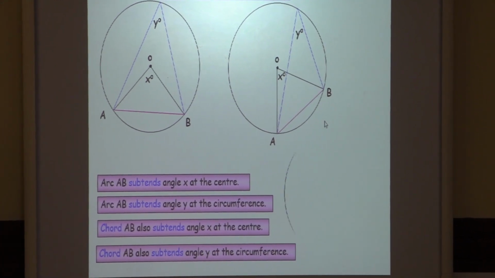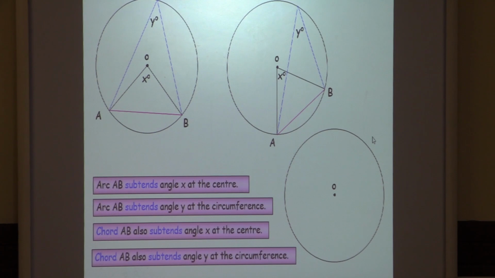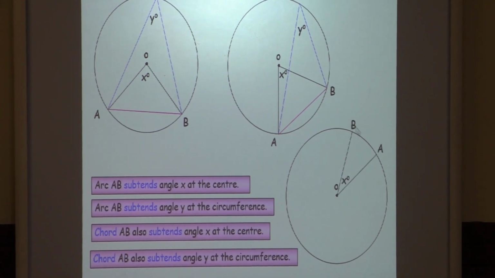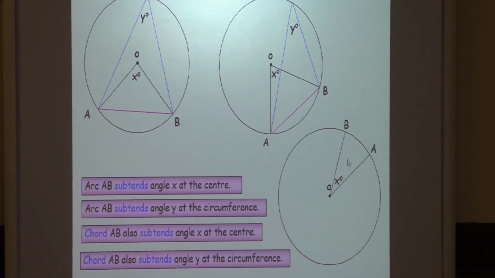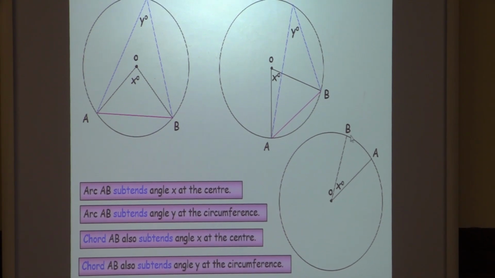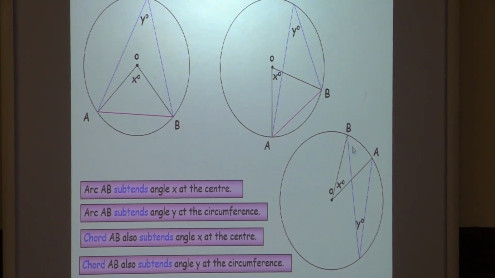Arc or a chord does the same thing. It doesn't matter. I can take it from this side. Right? This is AB, subtends at the center. Let's take this, it's the same AB to the circumference. We are taking AB to the circumference. Therefore, this one is 2 times bigger than this one. Center theorem.